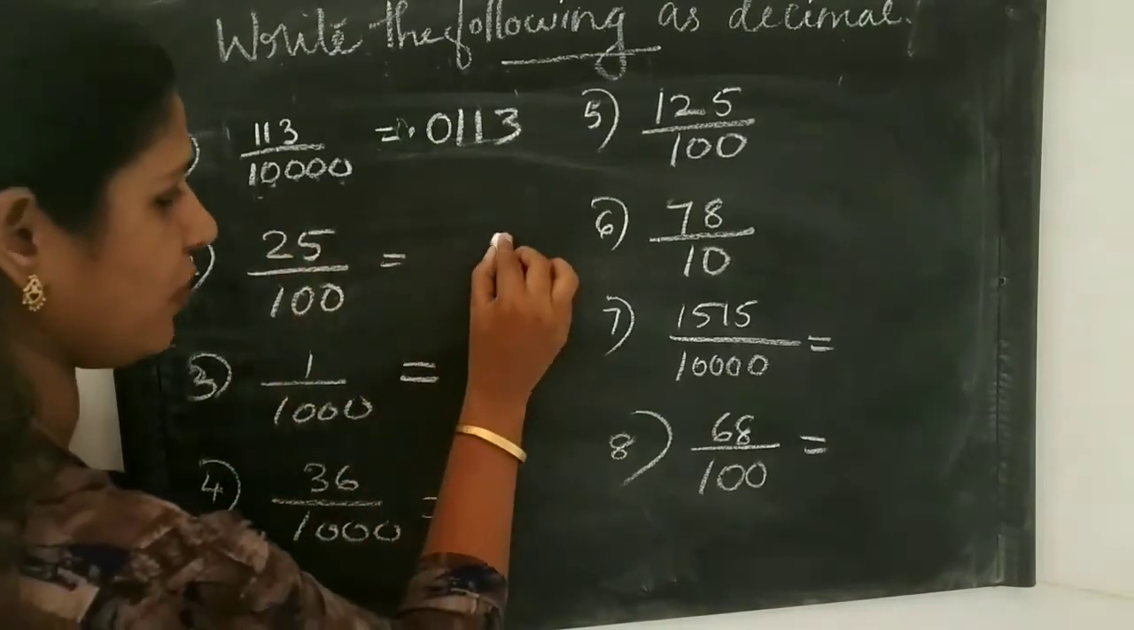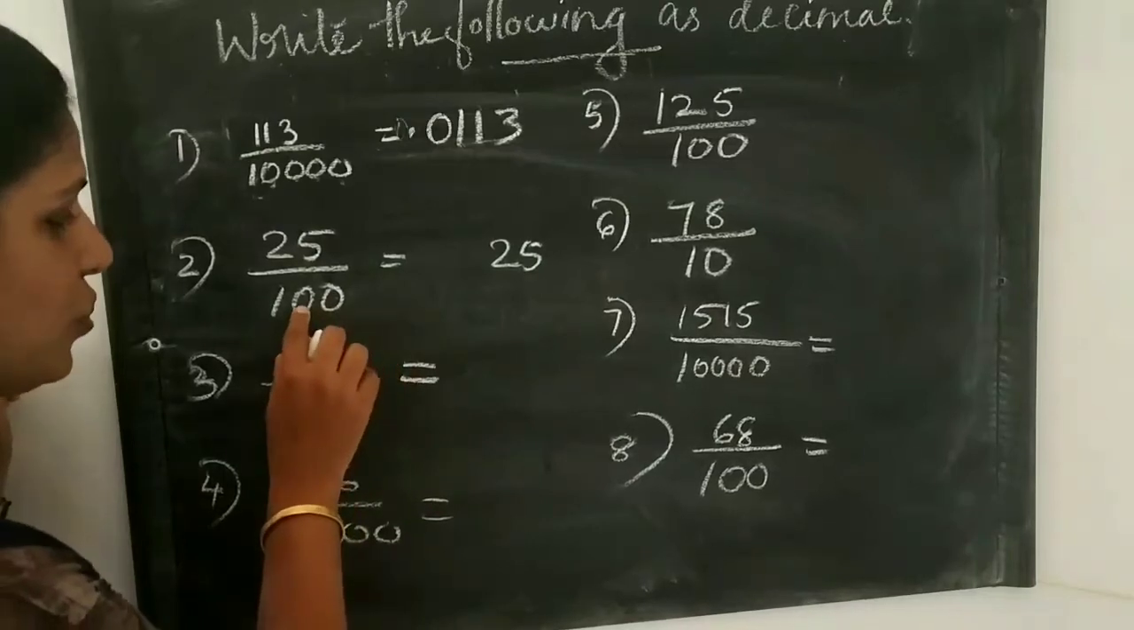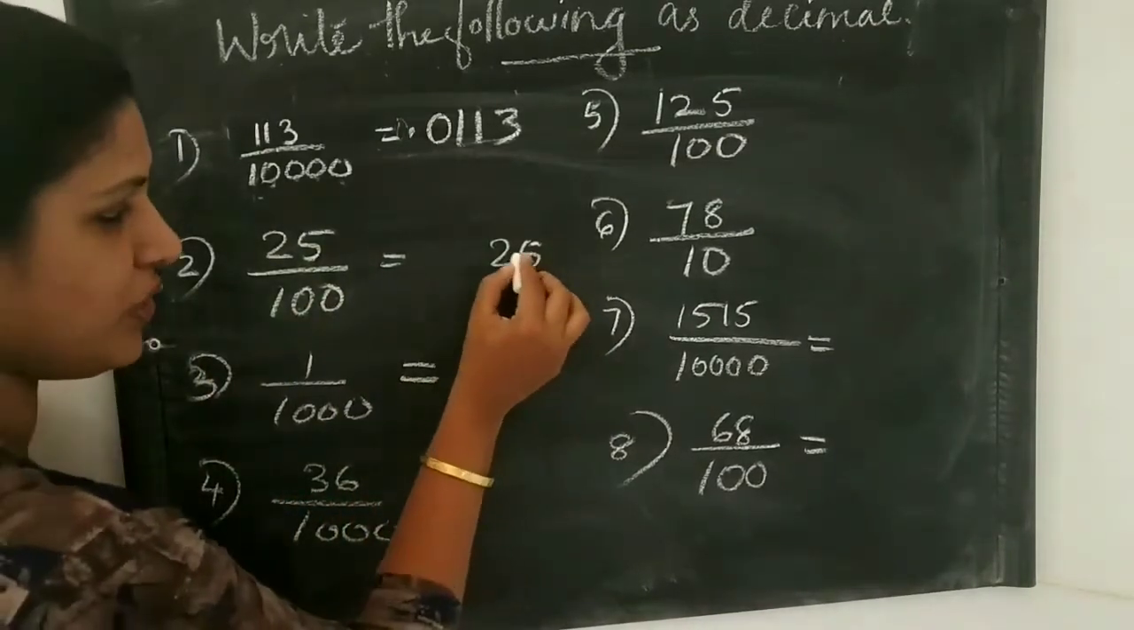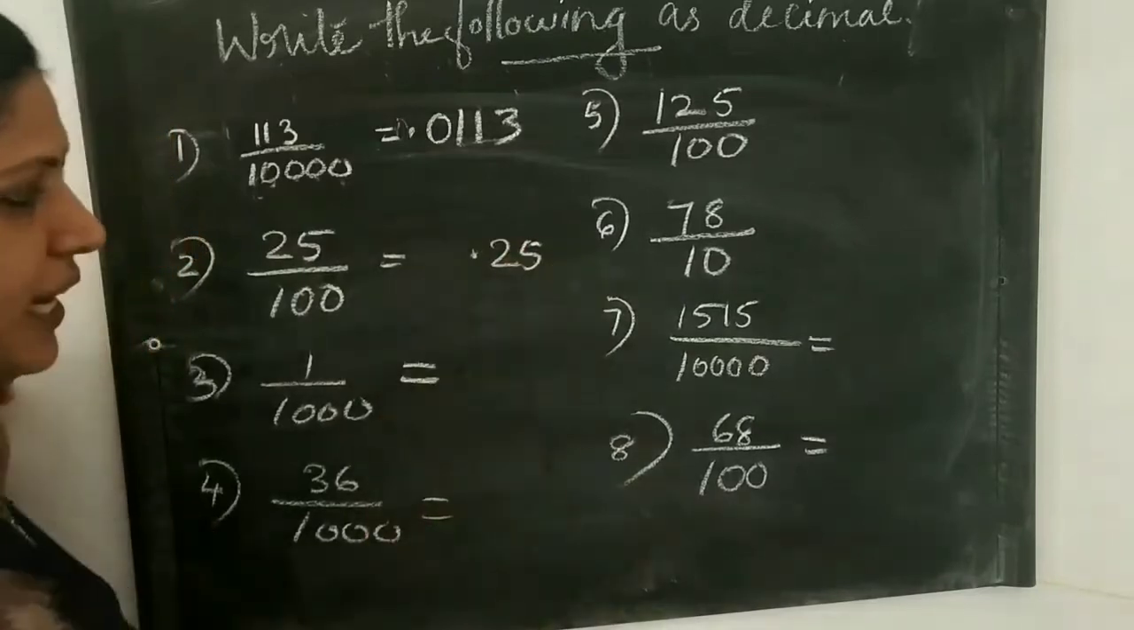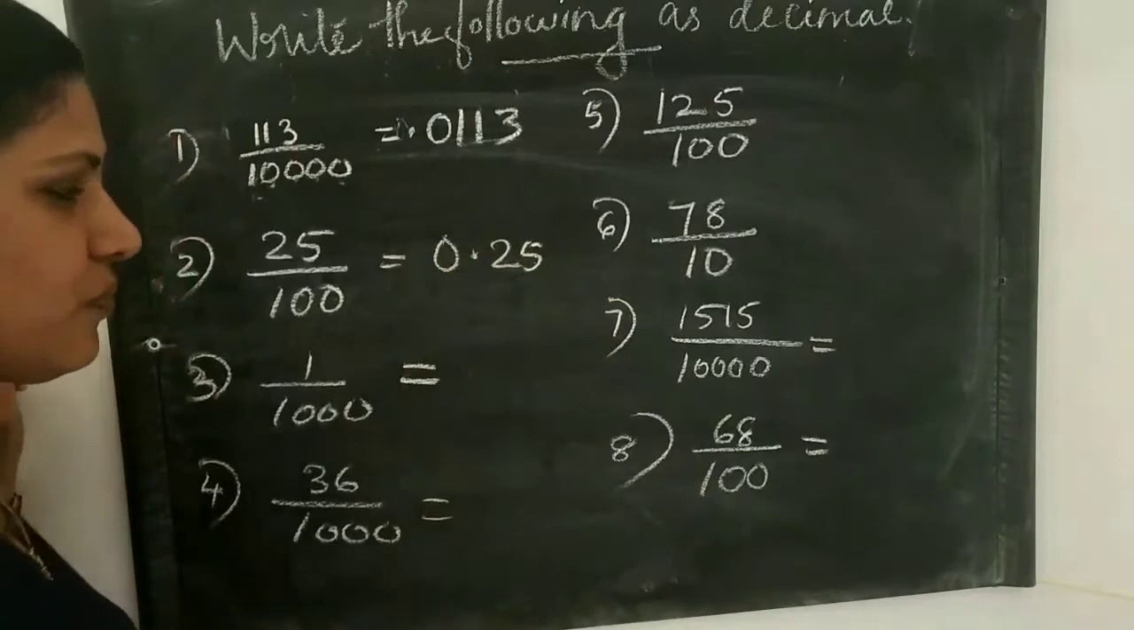First we write this 25. Okay children, now count the place value, that is 1, 2. 2 zeros are here, so 2 places. We put a point on the left side and put a 0.